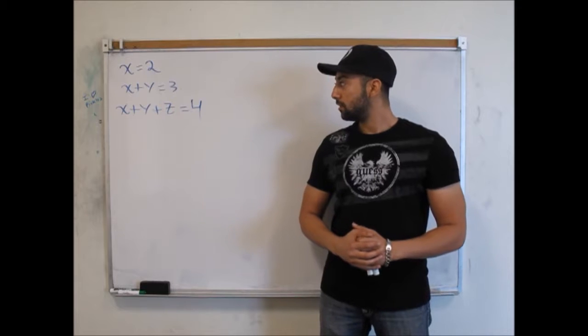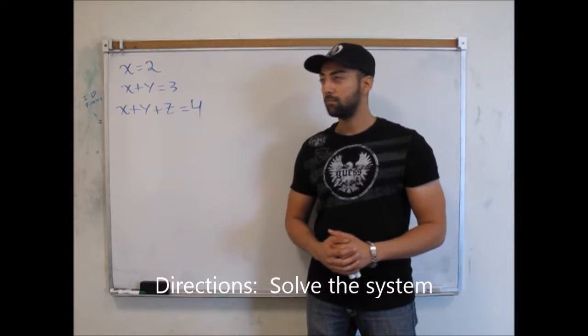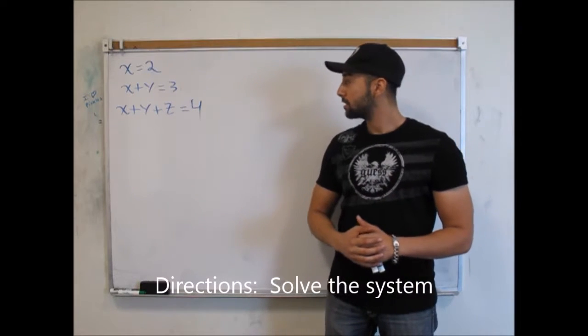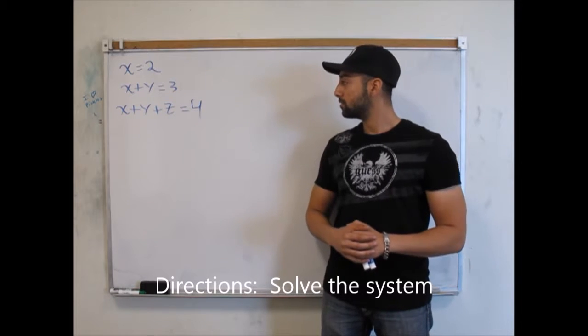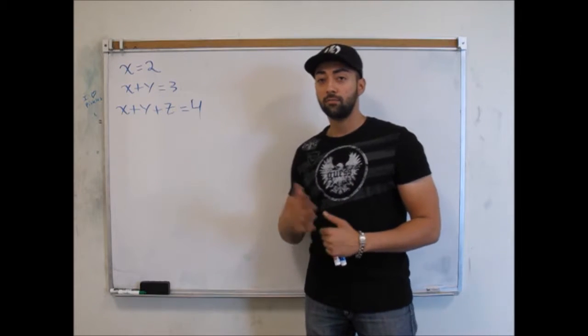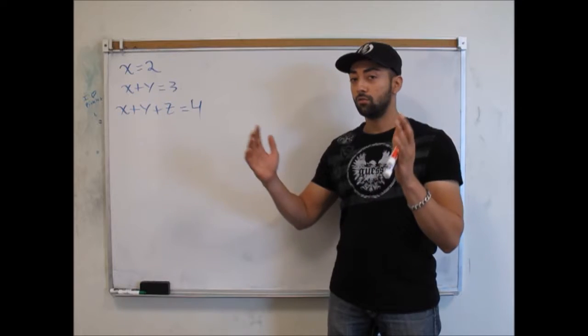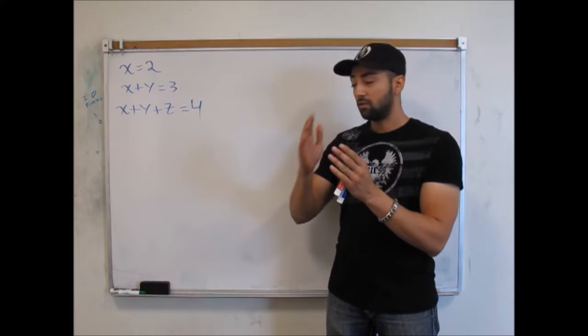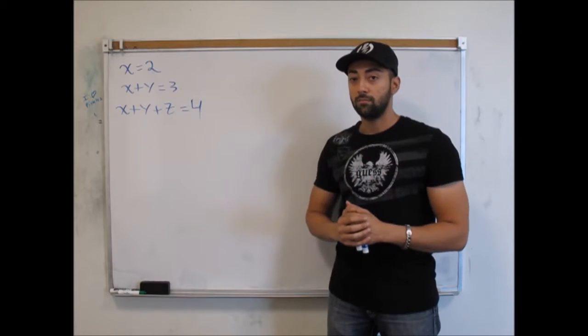Okay, so here, let's go ahead and try a fairly easy example. We have x equals 2, x plus y equals 3, and x plus y plus z equals 4. Notice how we have three variables, so when I get my solution to the system, that'll contain three different numbers.